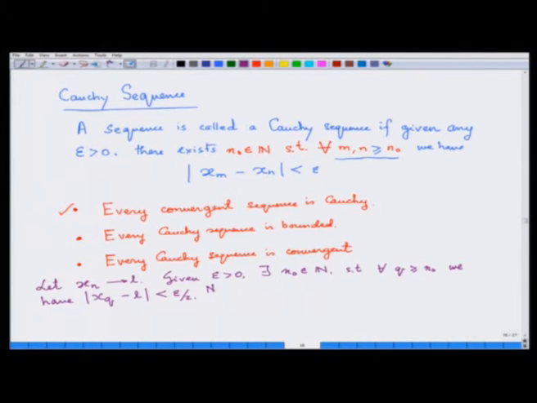Now, I am trying to use the epsilon delta language to just solve a problem. Do not think of it as some theorem or something, you are just trying to solve a problem in calculus. So, now let us take any m and n such that m and n are greater than n naught.